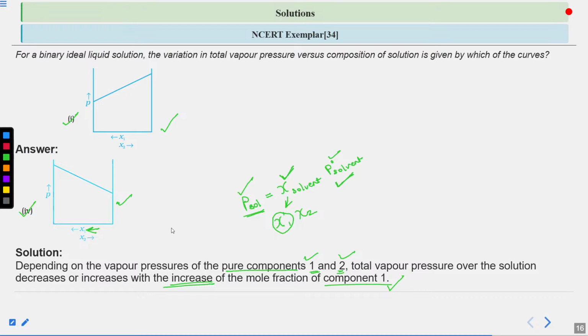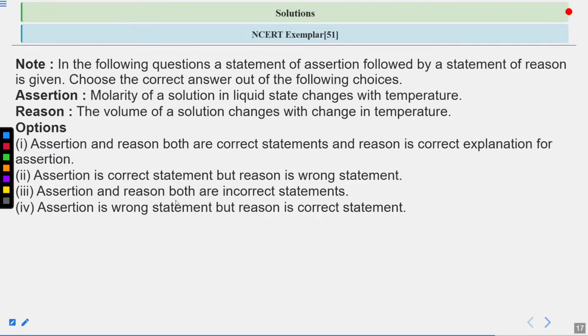Okay. Now let's move on to the next question. This question has a note first of all, which says that in the following questions, a statement of assertion followed by a statement of reason is given. Choose the correct answer out of the following choices.